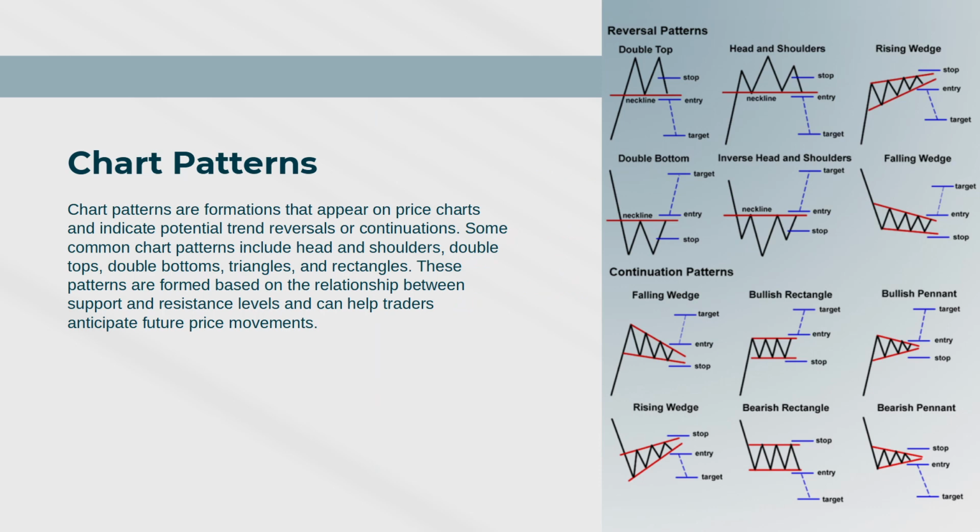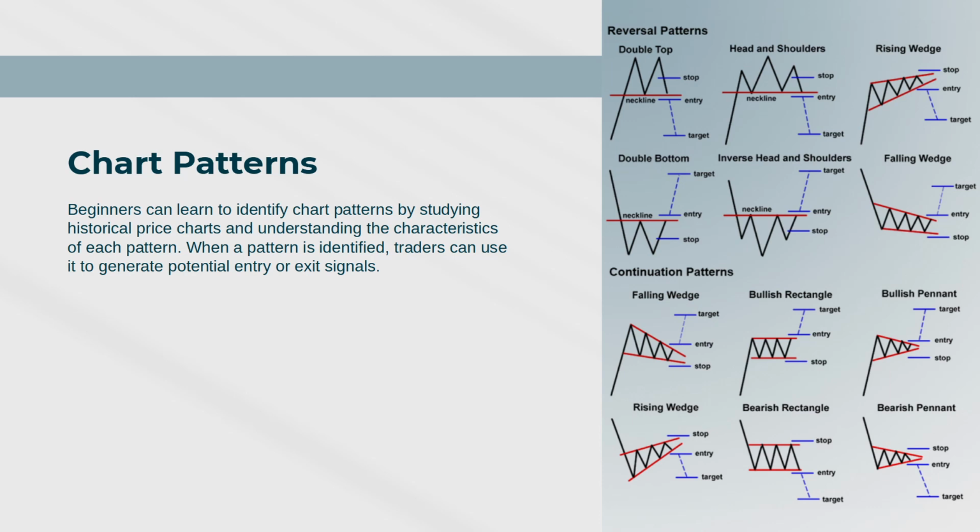Chart patterns. Chart patterns are formations that appear on price charts and indicate potential trend reversals or continuations. Some common chart patterns include head and shoulders, double tops, double bottoms, triangles, and rectangles. These patterns are formed based on the relationship between support and resistance levels and can help traders anticipate future price movements. Beginners can learn to identify chart patterns by studying historical price charts and understanding the characteristics of each pattern. When a pattern is identified, traders can use it to generate potential entry or exit signals.